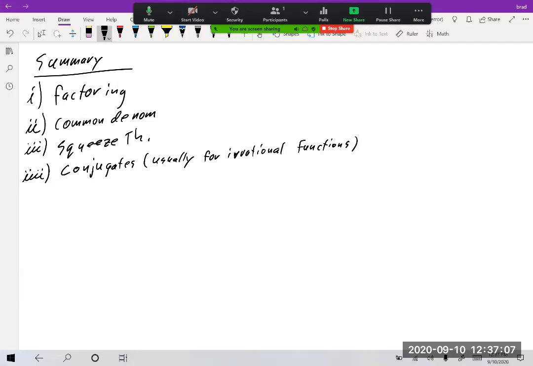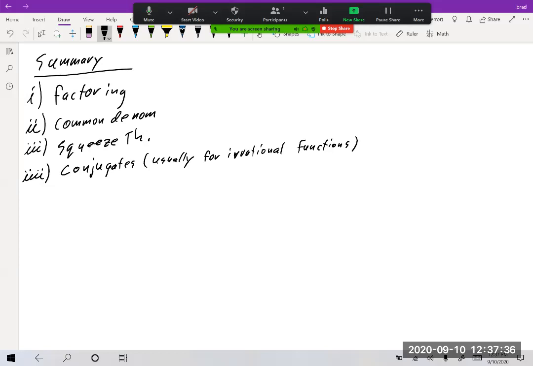Okay, so whenever there's a square root in it or a cube root, well, cube root's a little bit harder, but with square roots normally our go-to move is conjugates. A lot of times with sine and cosine, our go-to move will be the squeeze theorem if it can't be solved quickly or evaluated quickly. Common denominators, most of the time that's with rational functions where they don't have the same denominator, or we use factoring with rational functions as well.